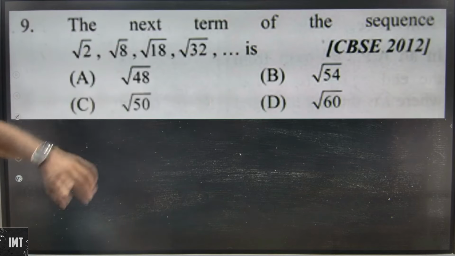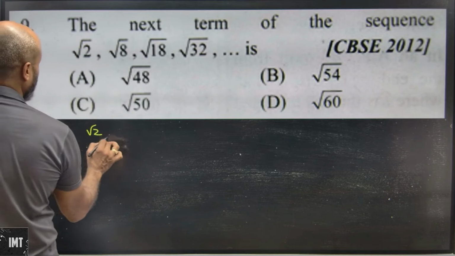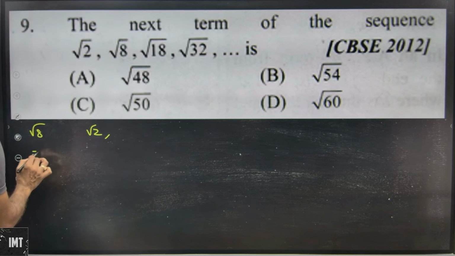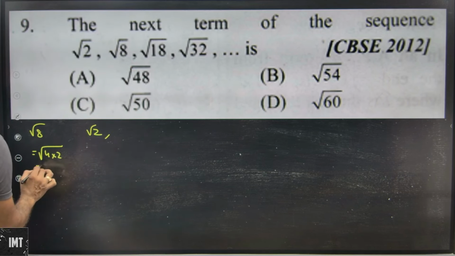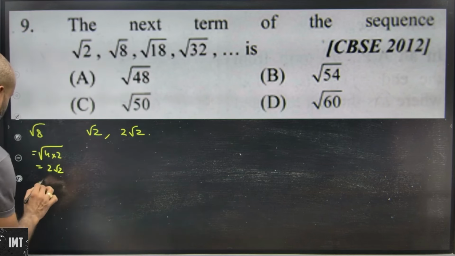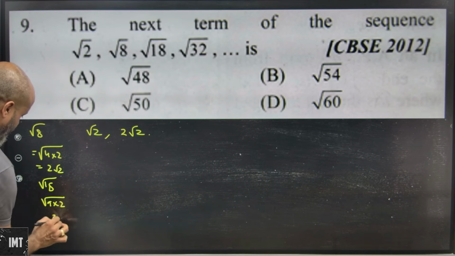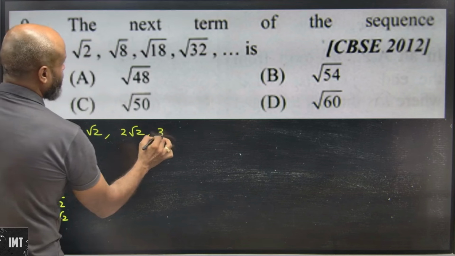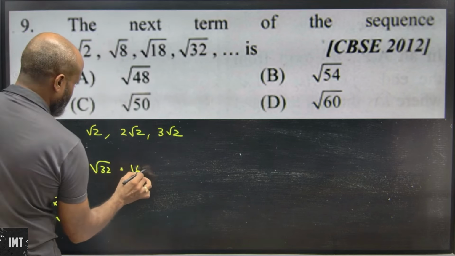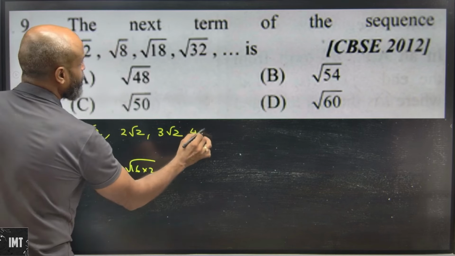Okay. The next term of the sequence. So here we have the next term of the sequence. This is root 2. Root 8 can be written as root of 4 into 2, so that will be 2 root 2. Root 18 can be written as root of 9 into 2, so 3 root 2. Root 32 is root of 16 into 2, so that will be 4 root 2.